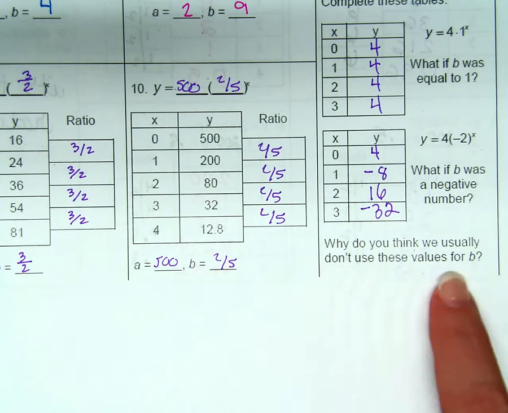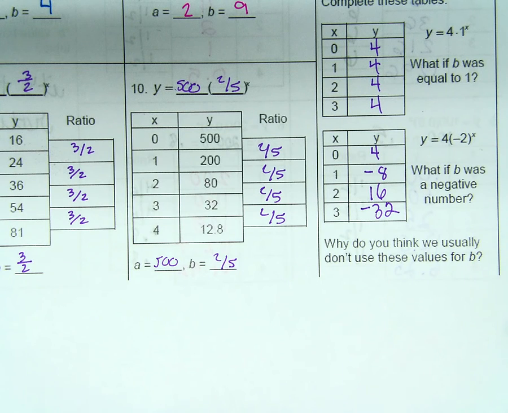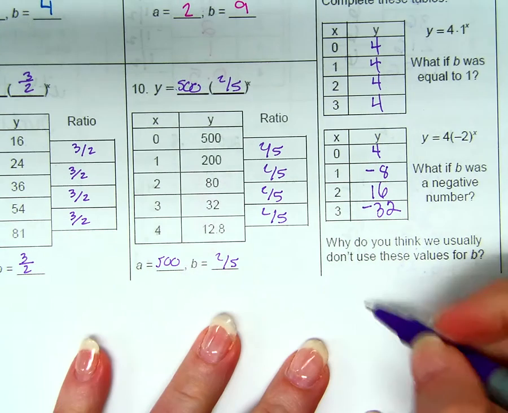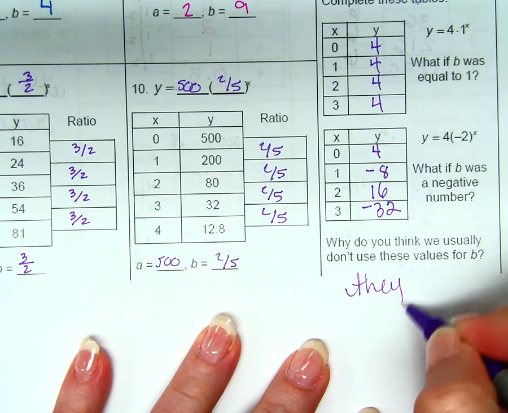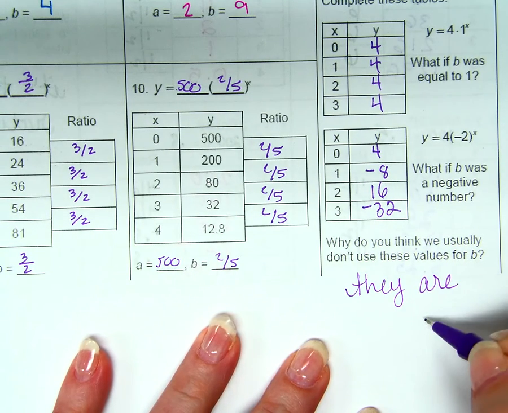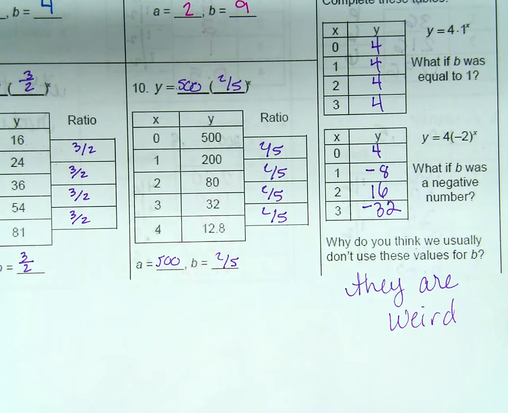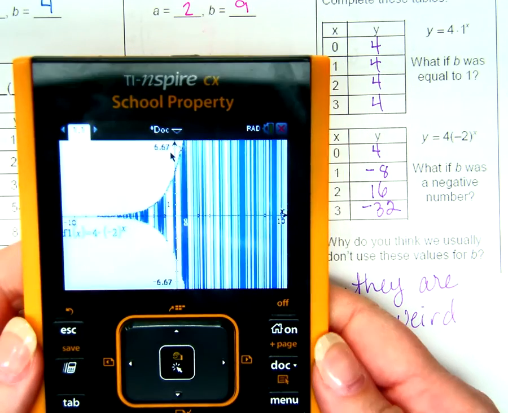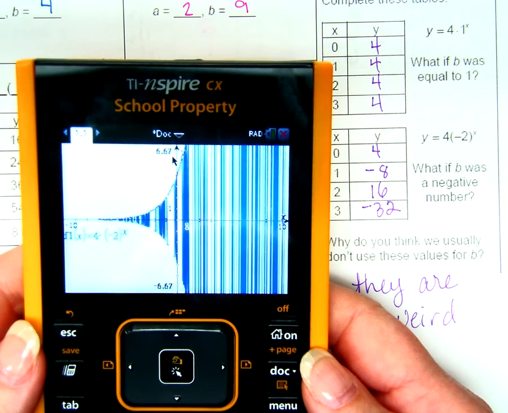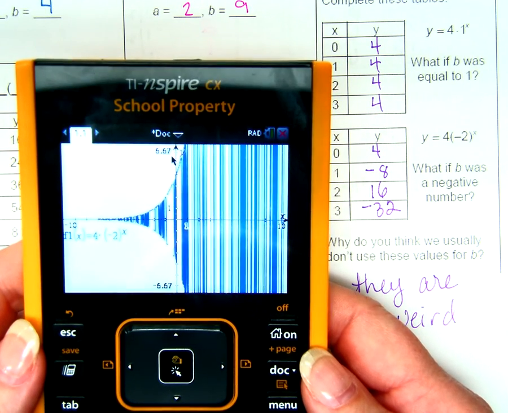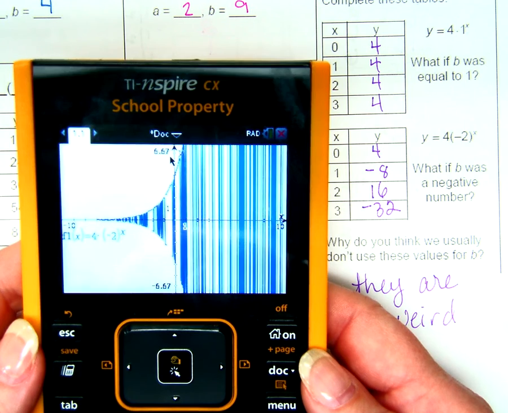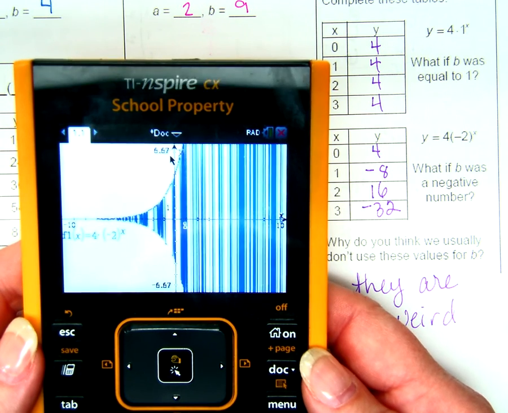Why do you think we usually don't use these values for b? Because I didn't let it graph all the way. Here's what it looks like when it's graphed all the way. That's definitely weird, isn't it? Okay. Yeah, it's a barcode.